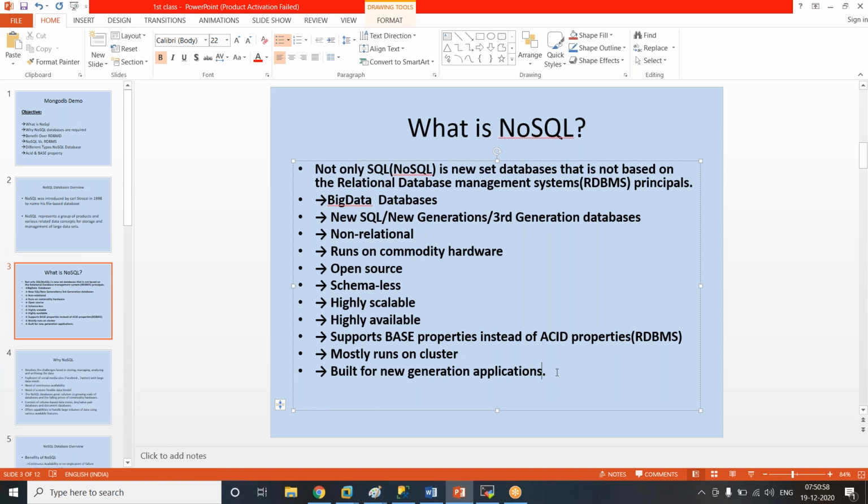Built for new generation applications. New generation application means, see, nowadays things are agile. Every day new things are coming in, new fields are being added to the application. So when you have to apply the new fields, you have to define the structure in the background if it is RDBMS. If it is NoSQL, absolutely no, just add it and then do it. It will take the data in the background automatically. You don't need to define the structure. That's the advantage. That is what is called new generation applications that will use these products.